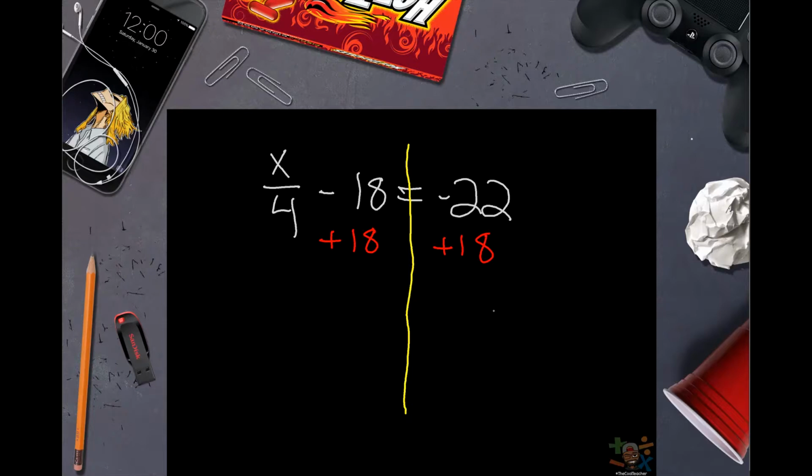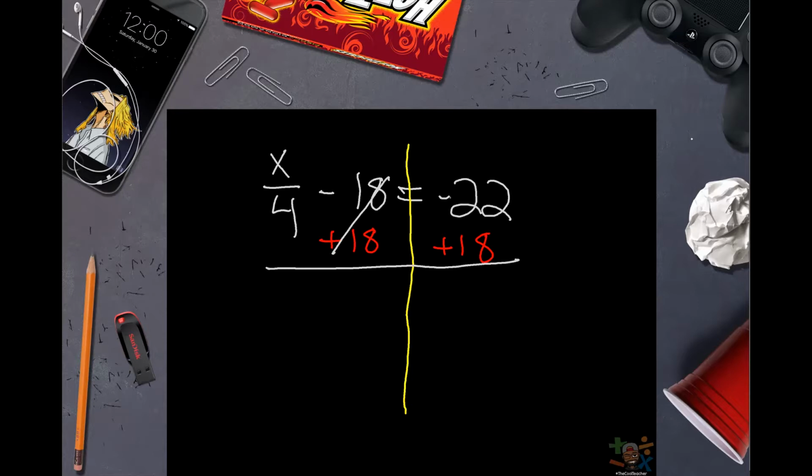So I already have my math set up. Now I just have to do the math, so that's the easy part. I'm going to do negative 18 plus 18. What do you think that is? If you guessed 0, you are correct, because those cancel out.